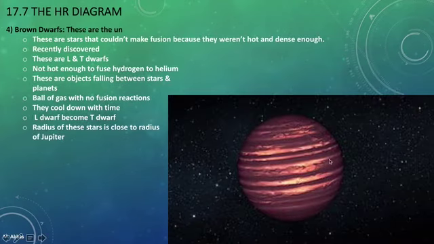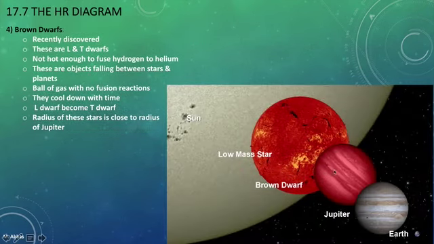This is an image of a brown dwarf, an artistic one, because you can't see them directly. This is a brown dwarf. If it had enough gases, it would have become a star. But look, it's not a star, it's not a planet, it's somewhere in between. Brown dwarfs. You can read a bit about them.